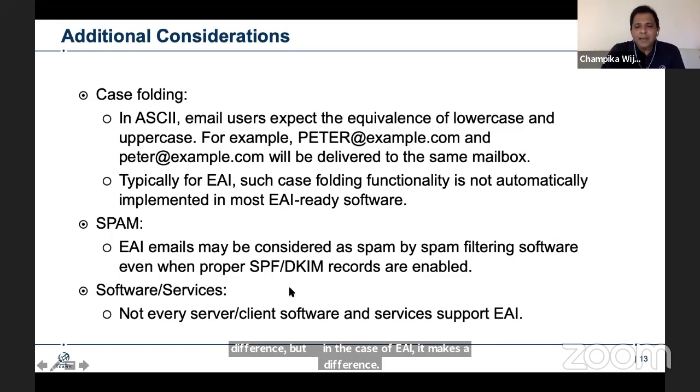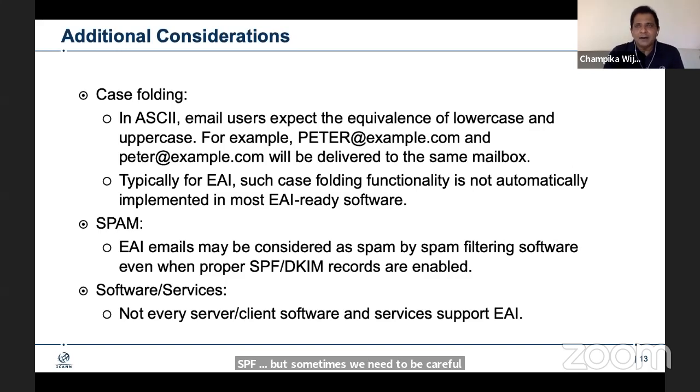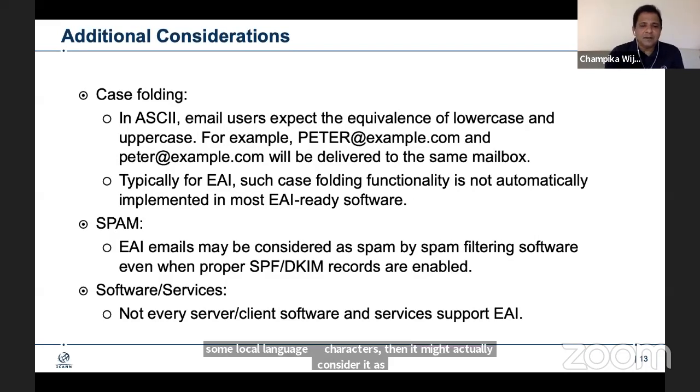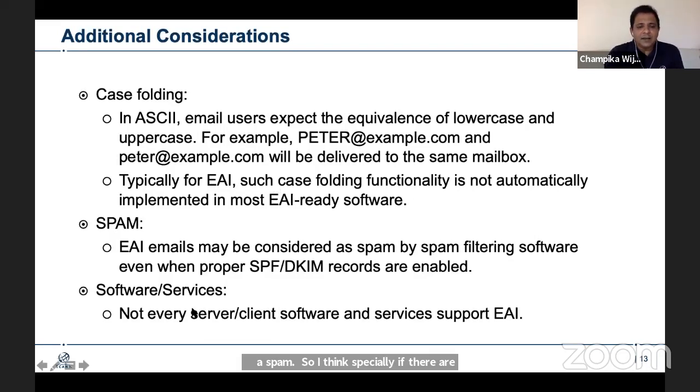In terms of spam, we should still go ahead with things like SPF, DKIM, and so on. But sometimes we need to be careful because some of the spam filters may look at the email body, and if they see some local language characters, they might actually consider it spam. So I think, especially if there are developers working on spam filters and so on, they should consider this aspect as well.